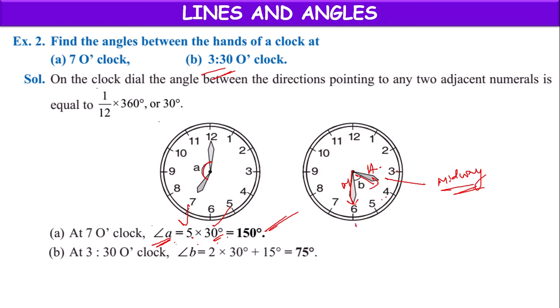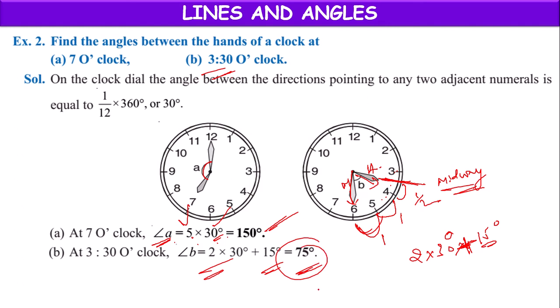This 5 to 6 is 1 hour. This 3:30 to 4 is equal to half a part. 4 to 5, 1 part. 5 to 6, 1 part. Means 2 complete parts, 2 into 30, plus 1 half part. Half of 30 is equal to 15 degrees. So 2 into 30, 60 plus 15, 75 degrees is the answer.